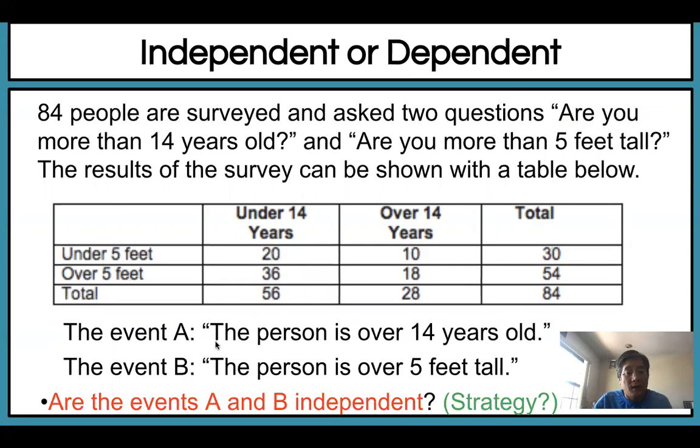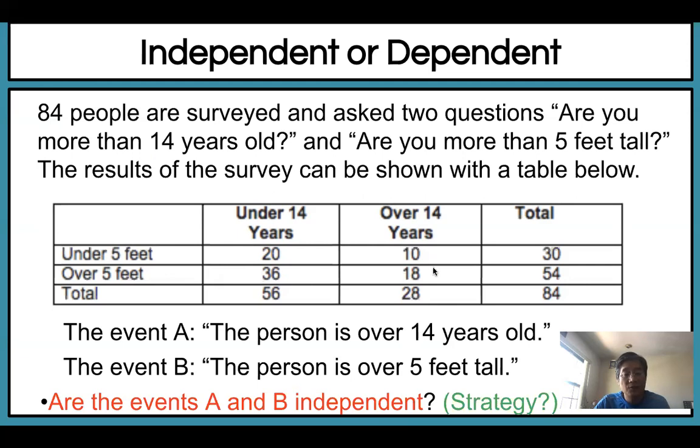What is event A? The person is over 14 years old. This is event A. Event B is the person is over 5 feet. This is event B, okay? Just remember what is event A, what is event B. Event A is over 14. Event B is over 5 feet.